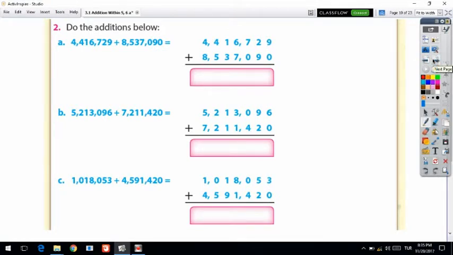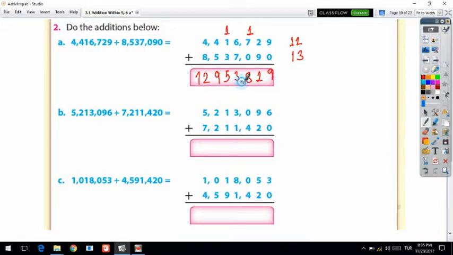Do the addition below. So we have two numbers to add, as you see. Now let's add them. So 9 plus 0 is equal to 9. 2 plus 9 is equal to 11 first. So 1 comes down, 1 goes next. 1 plus 7 is equal to 8. Plus 0 is equal to 8. Then 6 plus 7 is equal to 13. So 3 comes down, 1 goes next. 1 plus 1, 2. 2 plus 3 is equal to 5. Then 4 plus 5 is equal to 9. Then 4 plus 8 is equal to 12.